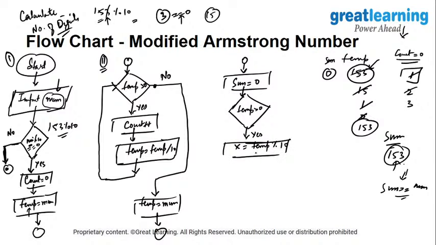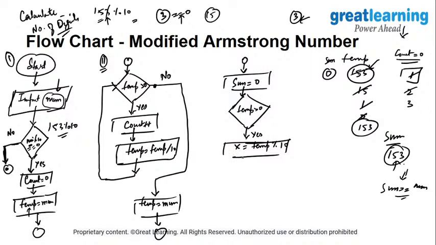So mod divide, what I did here: our temp is 153. Now I did a mod operator. So what will be the number that comes out? It will be 3, right? Modulus gives you a remainder. So it will come out to be 3. So we have 3 in this x.